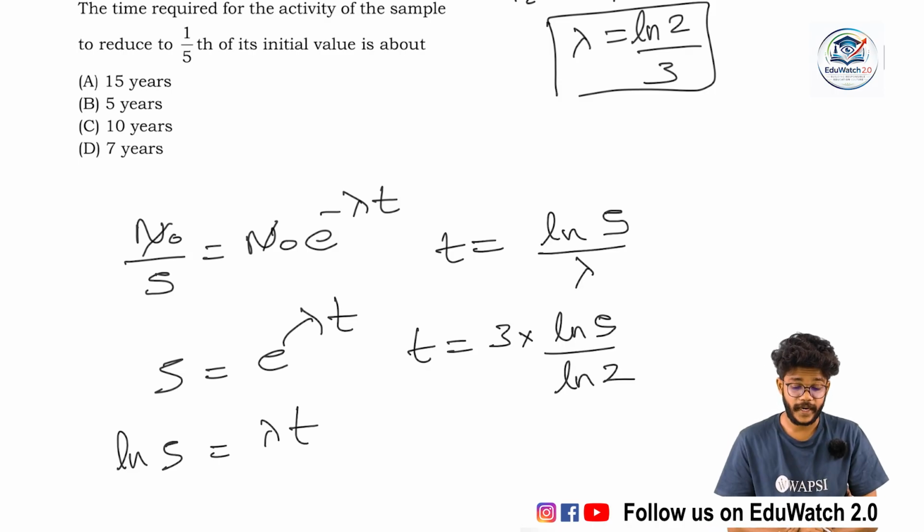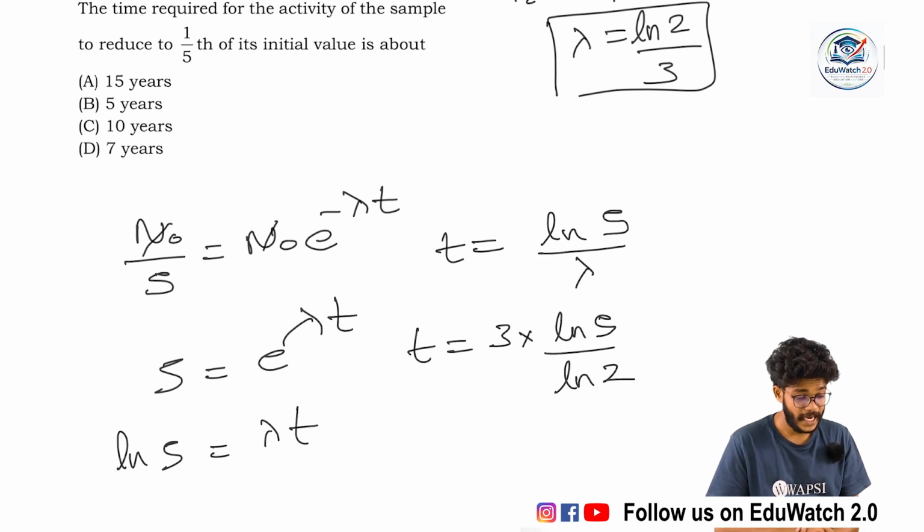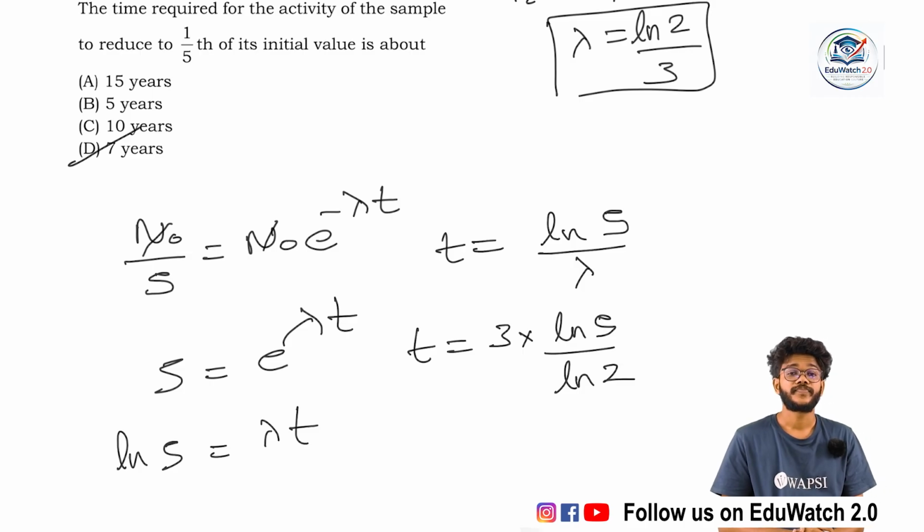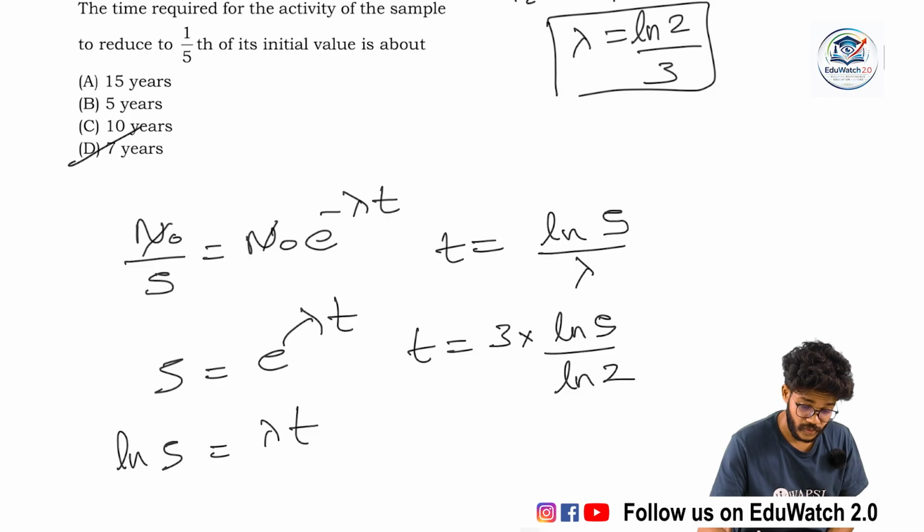ln5 by ln2 is approximately 7 by 3. You can calculate it; it gives approximately 2.33. 2.333 multiplied by 3 gives 7. So the answer is 7 years. Option D is the answer, 7 years. So we can move to the next question.